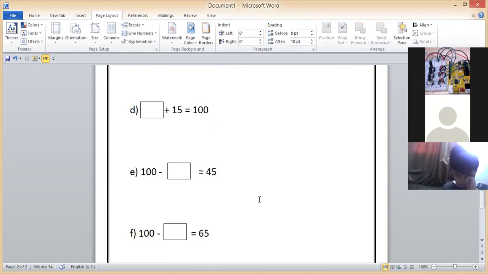Now, dash plus 15 is equals to 100. For that, the formula will be the same. The rule is the same. You will subtract 15 from 100 and find out that 15 plus what will give you 100. So answer me in the chat box, guys, for D. Dash plus 15 is equals to 100.